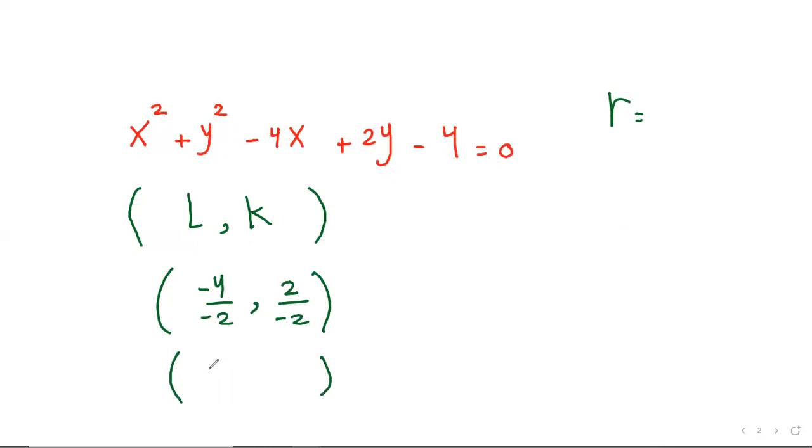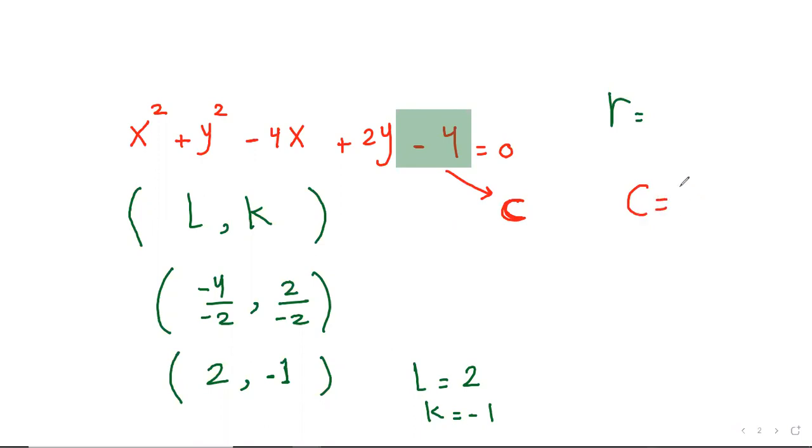The two coordinates of the center are: negative 4 divided by negative 2, it's 2. And 2 divided by negative 2, negative 1. So L equals 2 and K equals negative 1. And this term here, the absolute term, is negative 4. That's C. Here, negative 4 is C.